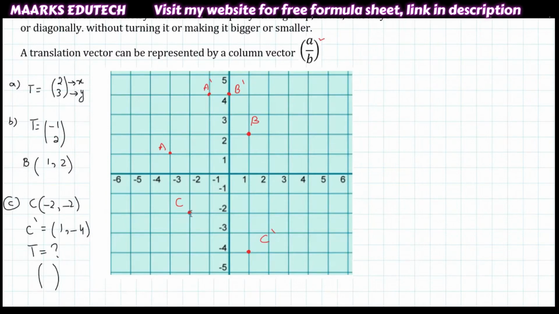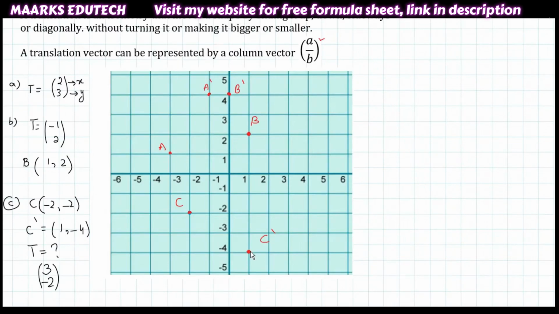So from here, if I want to go to C, I'll move 1, 2, 3 steps right and 1, 2 steps down. So first, 1, 2, 3 steps right means positive 3, and then after here I need to go 2 steps down, 1, 2, so minus 2. When I'm moving down, it's minus. So you see how easily you got the translation vector.